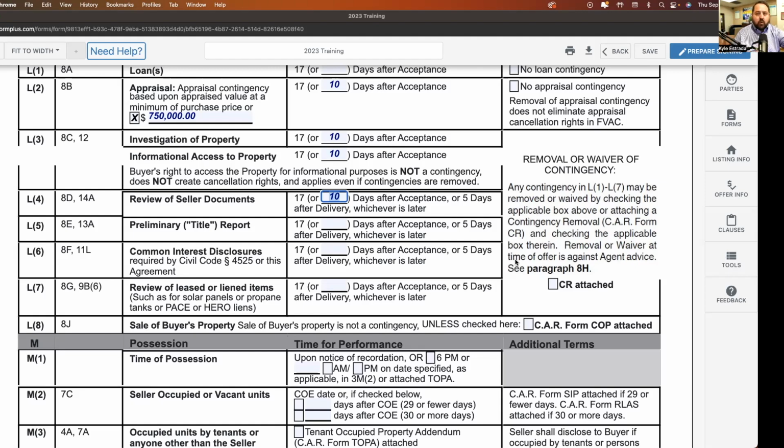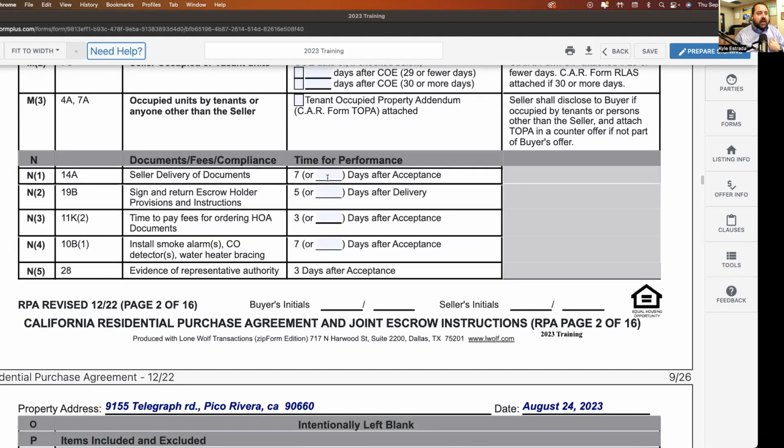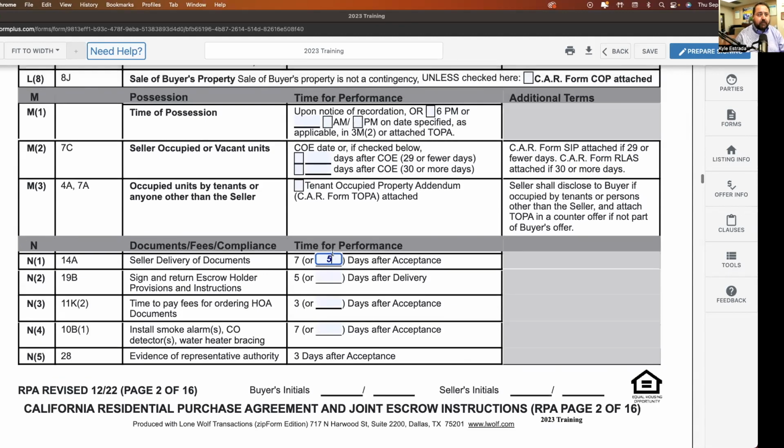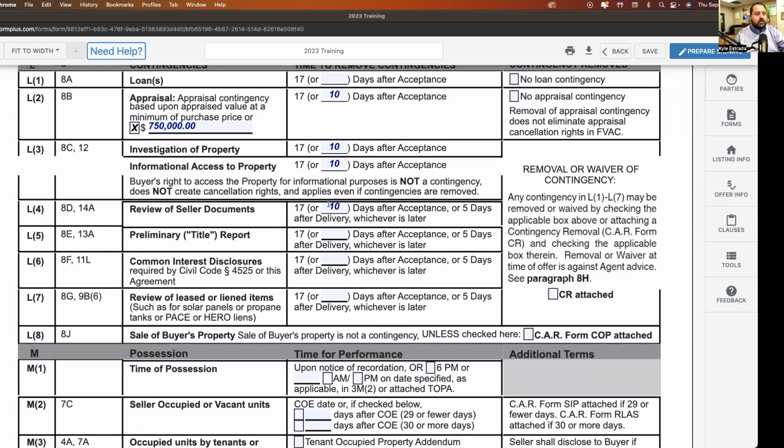So I'm going to at least request when I write the offer that the seller at least give me the extra 2 days, right? I'm going to ask for 5 days after acceptance. And most listing agents, I know you guys do, and I'm sure most of the great listing agents out there already have the disclosures. That shouldn't be an issue for them to deliver that to me in 5 days, okay? So 10. Prelim. Same thing, that prelim should already be ready to go. It should be delivered at the same time. So if I'm reviewing seller's documents at 10 days, I should be able to do that.